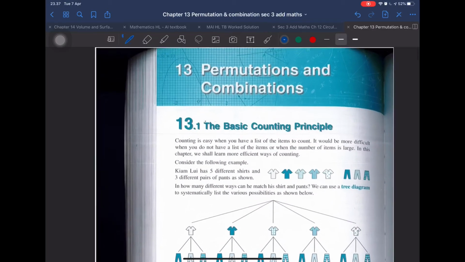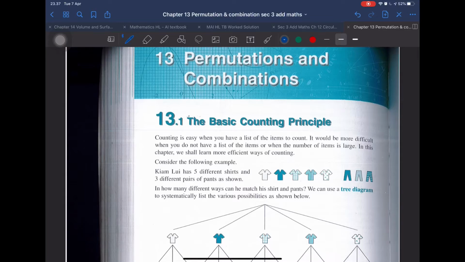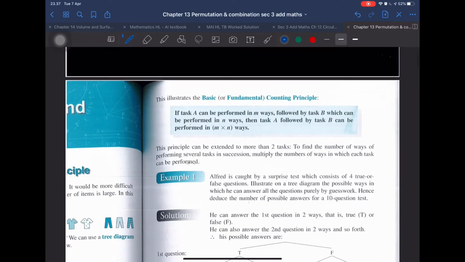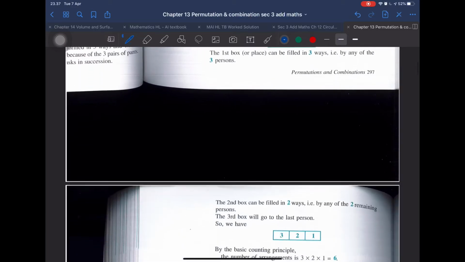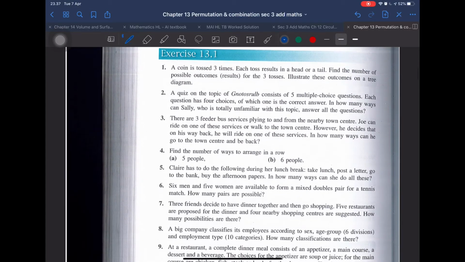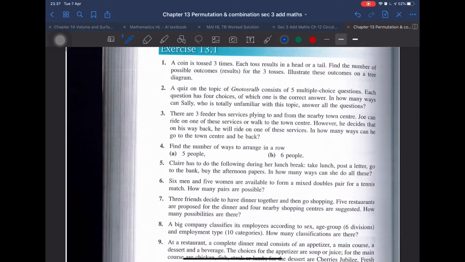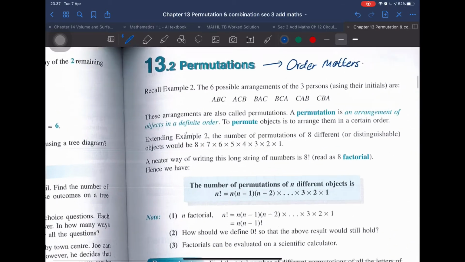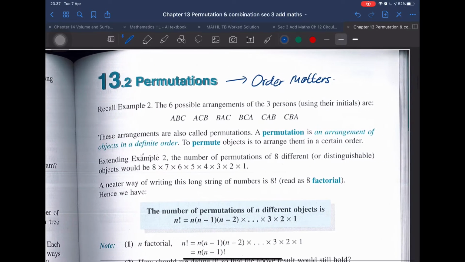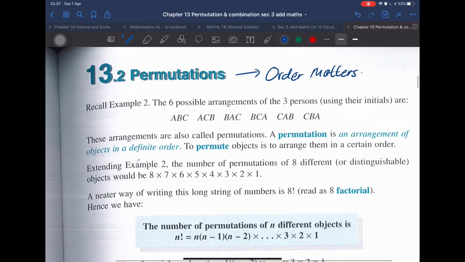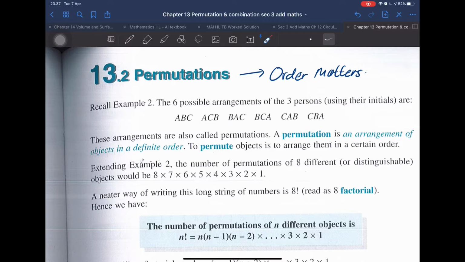So we're gonna continue this topic 13, permutation and combination. As we discussed last week, the first meeting for online lesson, we discussed already exercise 13.1, which is about basic probability. Now we're gonna move to permutation. So what is permutation? Permutation is an arrangement of an object in a definite order. So the order matters.